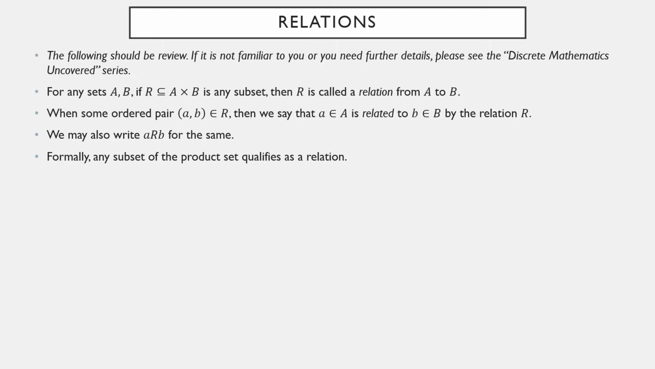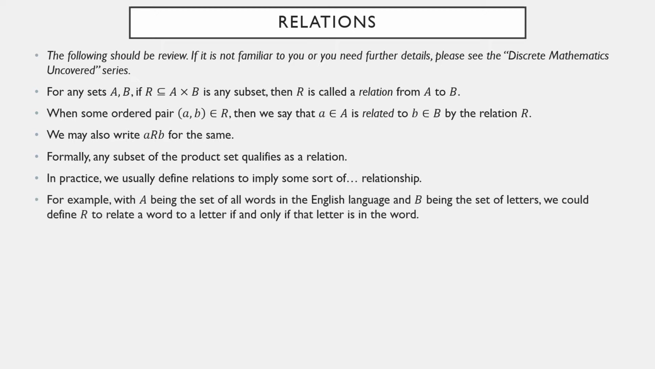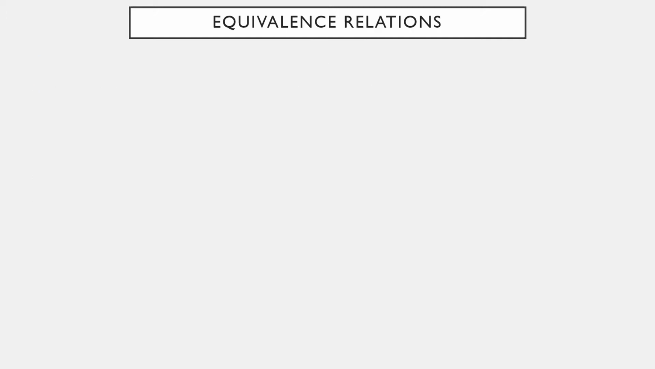Now, on a formal level, any subset of the product set is a relation. But in practice, we're going to use some sort of special property to define it. For example, if A is all the words in the English language and B is the set of letters, we could define a relation by saying a word is related to a letter when the letter is in the word. So balloon is related to B, A, L, O, and N, but not to X, because the letters B, A, L, O, and N are in that word, and X is not.